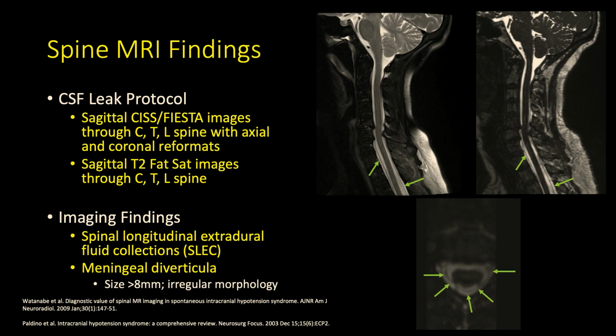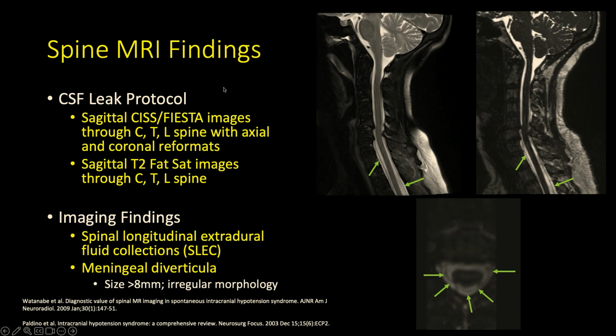So now that we've looked at the brain findings in SIH, let's move down to the spine. This is critical to evaluate in cases of suspected intracranial hypotension. So for the spine protocol for CSF leaks, you basically need heavily T2 weighted images and T2 fat saturated images. So we do KISS or FIESTA images through the entire spine with axial and coronal reformats. And we also do sagittal 3D T2 weighted images like a HASTE or SPACE with axial and coronal reformats.